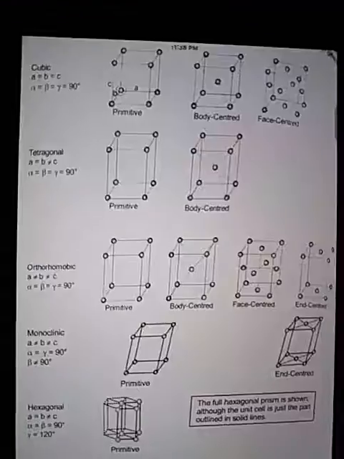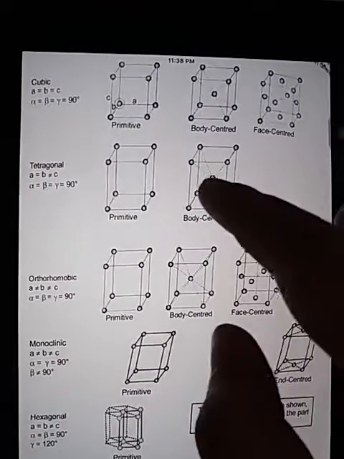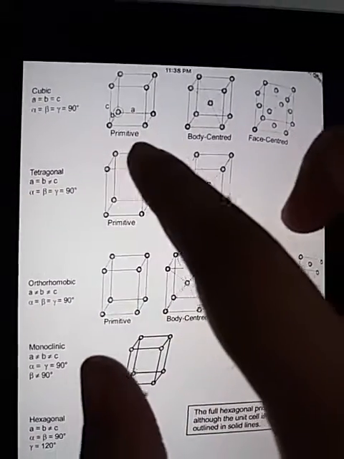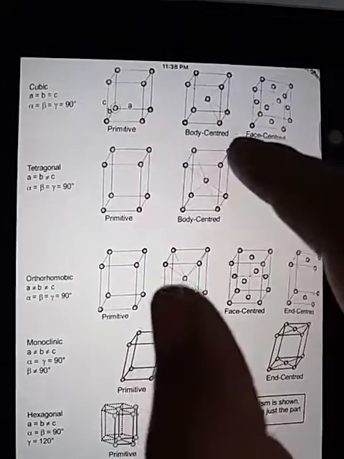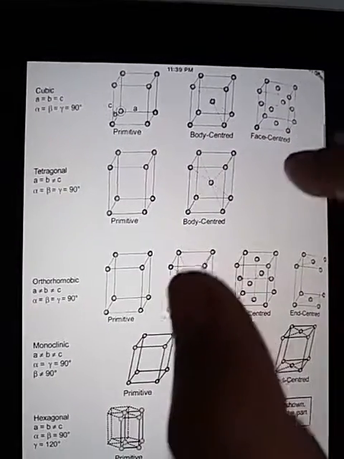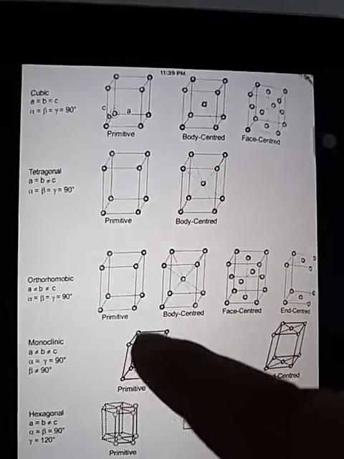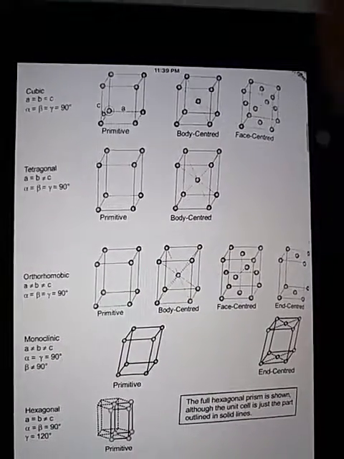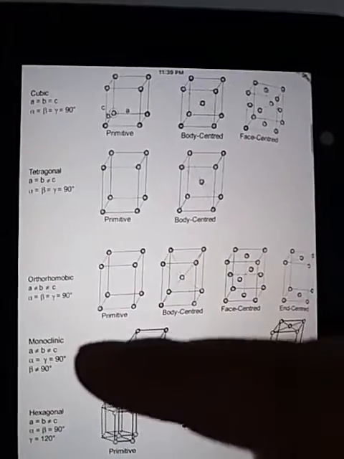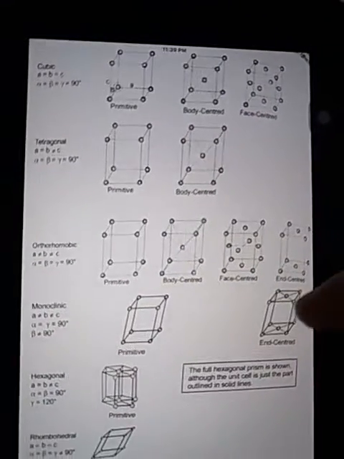Examples are here present for you. For your betterment, I have showed the diagram here. Cubic, see the primitive structure of cube. Body centered one, face centered one. Tetragonal, primitive, body centered. Orthorhombic, primitive, body centered, face centered, end centered. 4 possible arrangements are possible. Monoclinic, एक बिगाड़ा. Triclinic, 3 बिगाड़ा. By seeing the structure of monoclinic, you will be getting the structure of triclinic also.